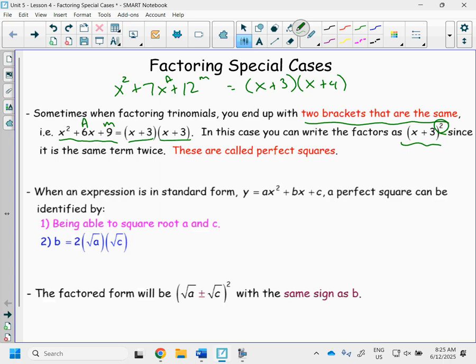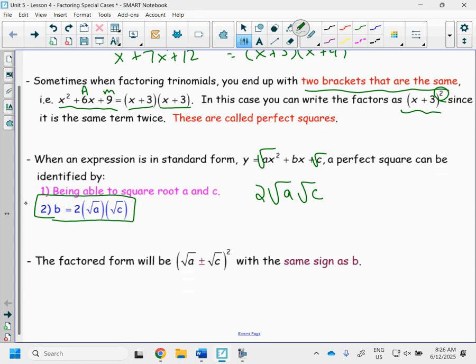And you can actually recognize a perfect square by the fact that you can square root a and c. And if you do that, and you multiply those numbers together, whatever those happen to be, and then double it, it actually comes out to b. Now, thinking about simple trinomials, it's not really a shortcut. It's not really any faster. But thinking about complex ones, super fast. So keep that in mind for complex ones.